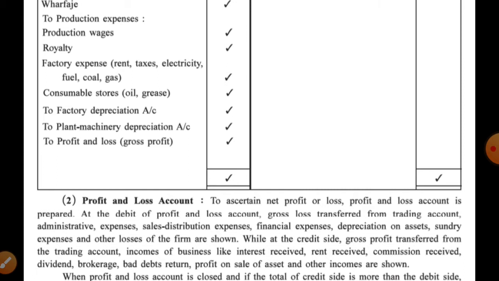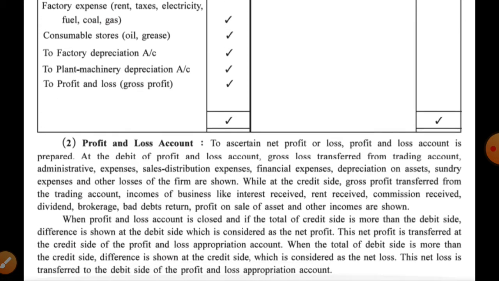Okay, now after understanding the specimen of the trading account, let us understand the profit and loss account. This is similar to what you have studied in standard 11th. To ascertain net profit or loss, we prepare the profit and loss account. On the debit of the profit and loss account, gross loss transferred from the trading account, administrative expense, sales and distribution expense, financial expenses, depreciation on assets, sundry expense, and other losses of the firm are shown.